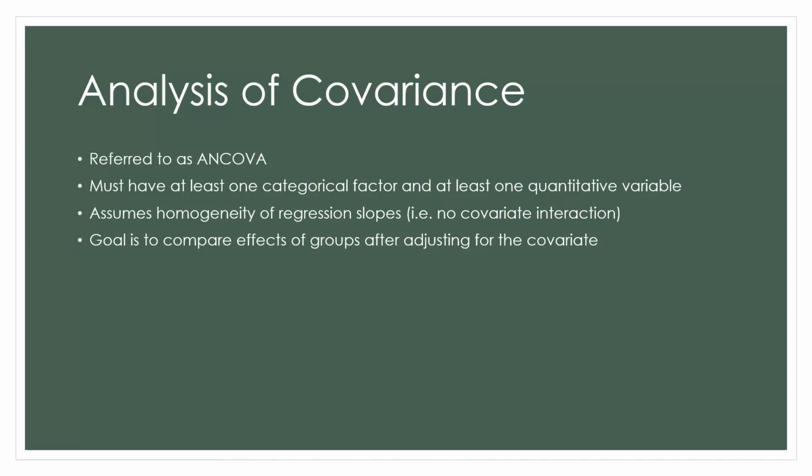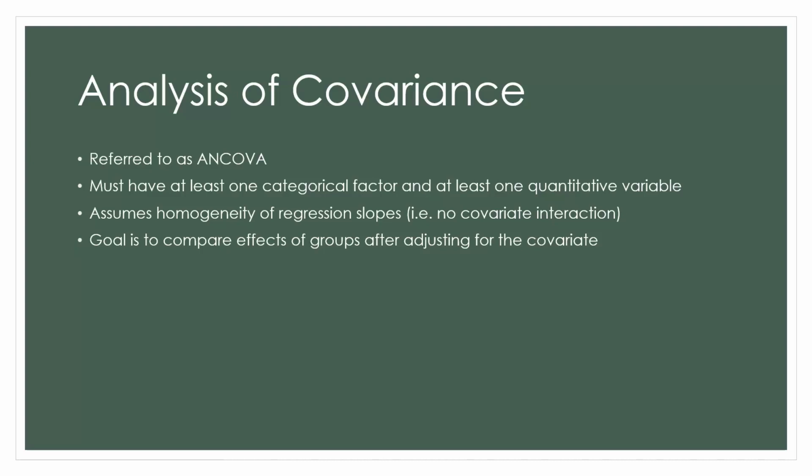This is frequently referred to by the acronym ANCOVA. In order to conduct an ANCOVA, you must have at least one categorical factor and at least one quantitative variable. And we're going to start with this simplest situation where we have a single categorical variable and a single quantitative variable.